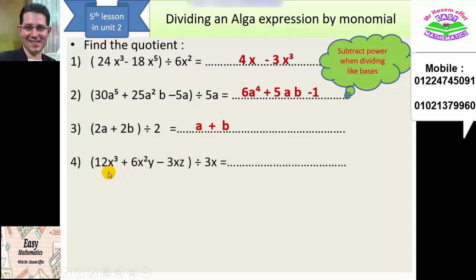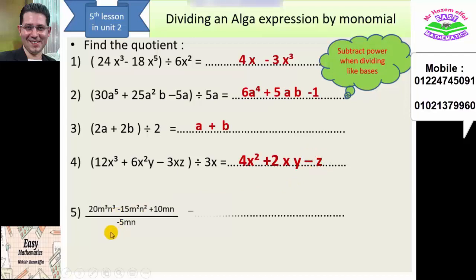Number 4, how to divide this algebraic expression by 3x, by doing the same. 12x^3 divided by 3x equals 4x^2, and 6x^2y divided by 3x equals 2xy. Negative 3xz divided by 3x equals negative 1z. Why? Because x divided by x equals x^0, so we can cancel it. And don't forget to write negative z or negative 1z, both of them are the same.